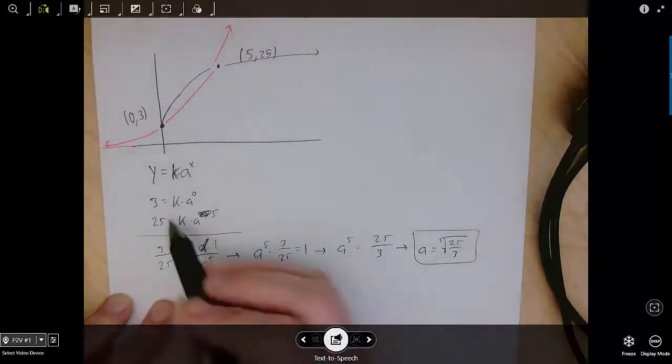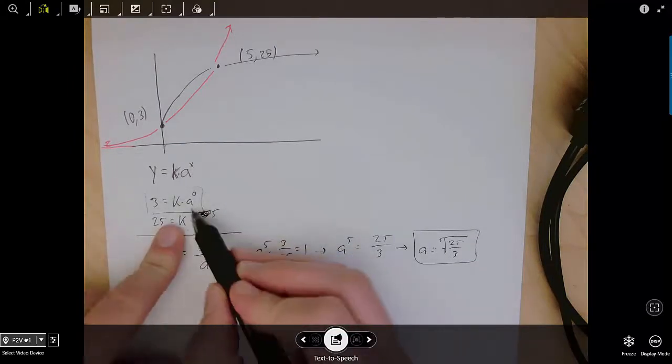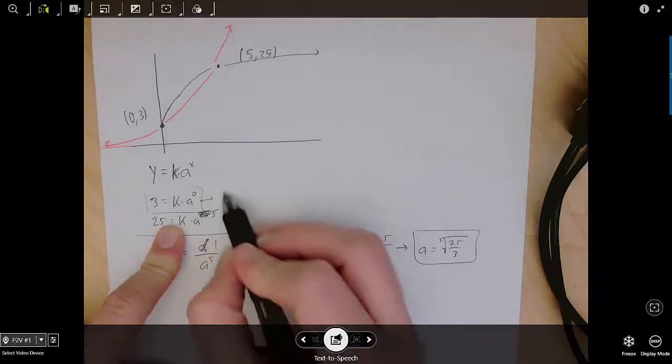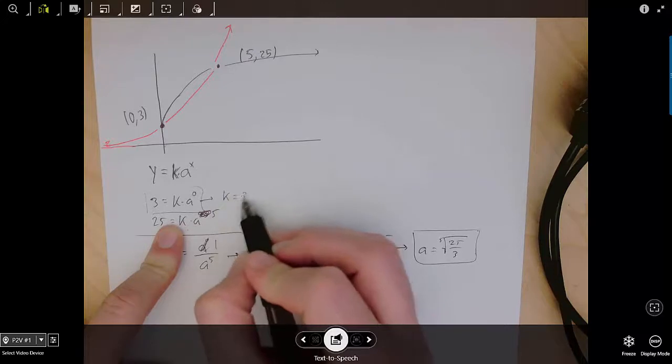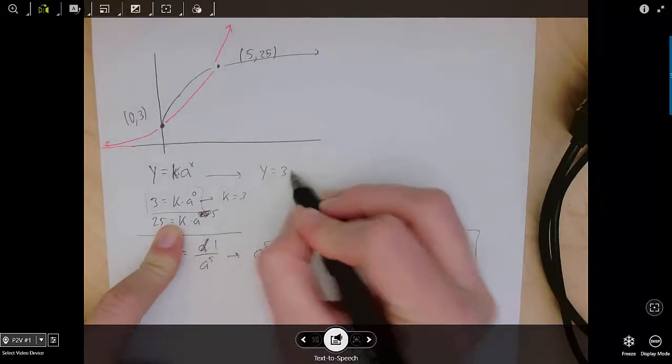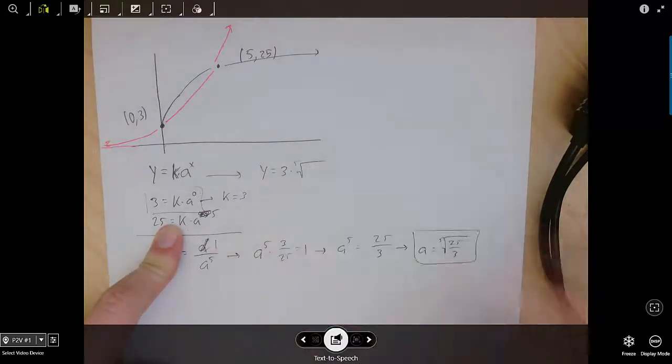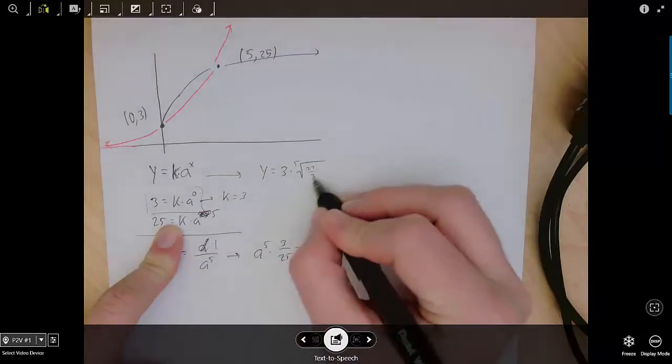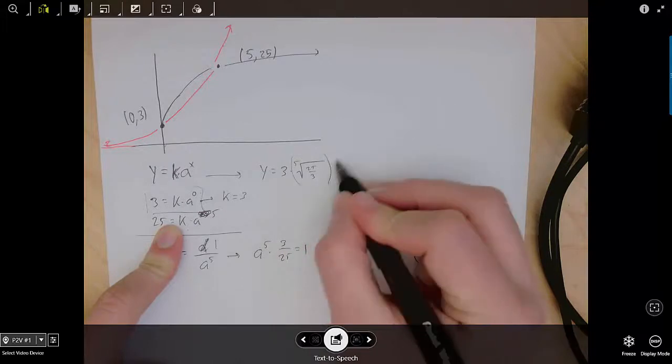And we actually already know from this equation up here, because a to the 0 is just 1, that k is equal to 3. So putting those together, I've got y equals 3 times the 5th root of 25 thirds, but then that is to the power of x.